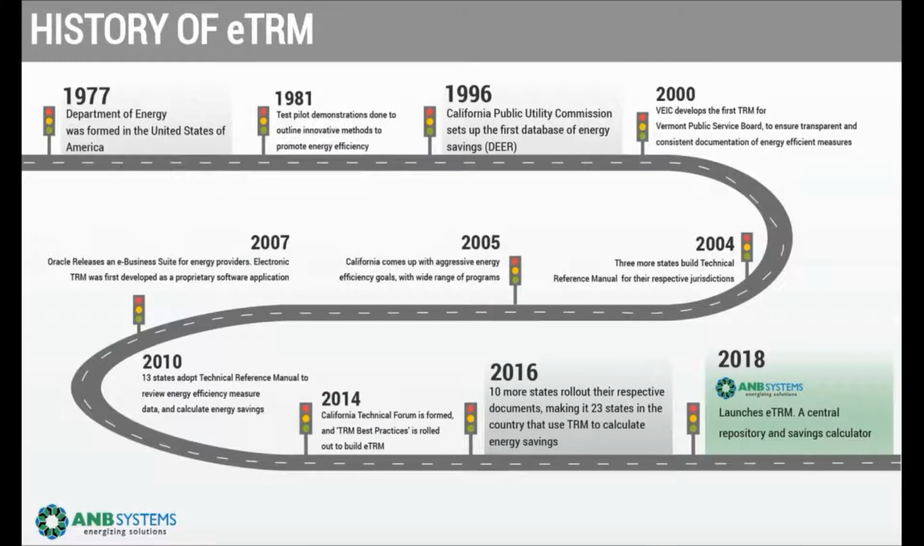This slide illustrates the evolution of energy efficiency through the development of technical reference manuals in the U.S. Since the first TRM was developed by VEIC in 2000, TRMs have become more complex in nature. Few steps have been able to be successful in creating the format that simplifies the process for all TRM users. The digitization of TRMs began in 2007. By 2016, 23 states had adopted TRMs. Today, we're setting out to solve the complexity of energy efficiency calculations using an electronic TRM.